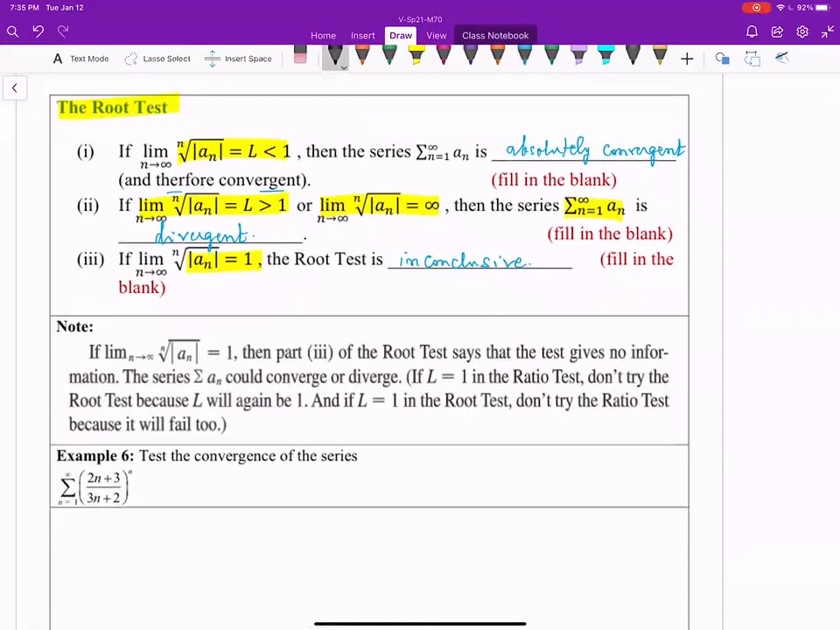Here, one thing to note: if you start to apply the root test and you come up with the third condition, which is the inconclusive condition, then part 3 of the root test says that the test gives no information. The series sigma an could converge or diverge. If L equals 1 is found from the ratio test, don't try the root test, because L will again be 1. And if L equals 1 in the root test, don't try the ratio test because it will fail too.